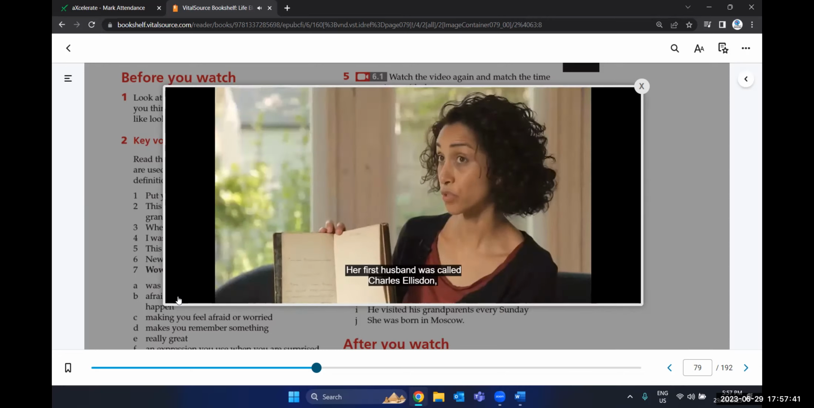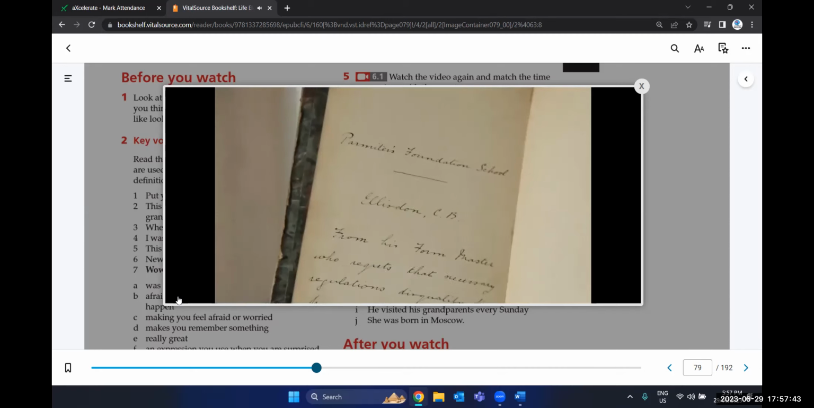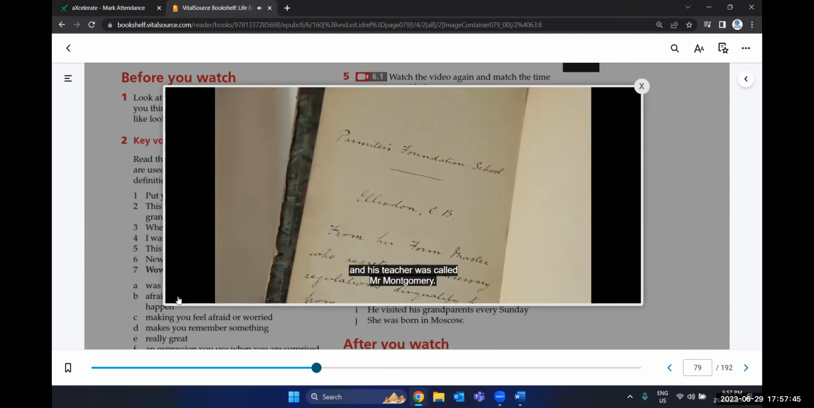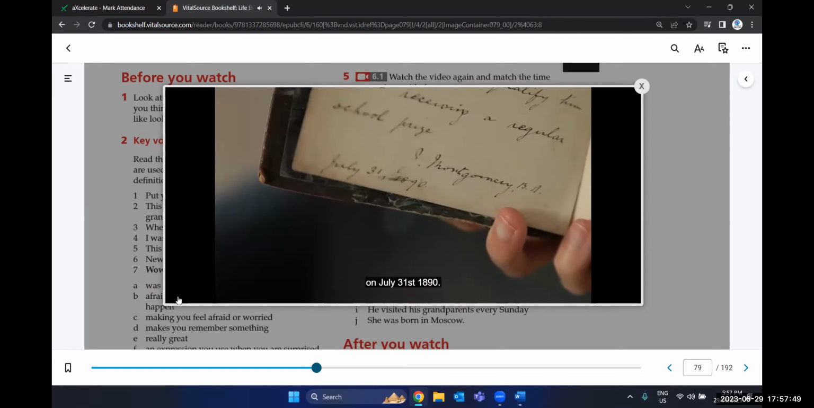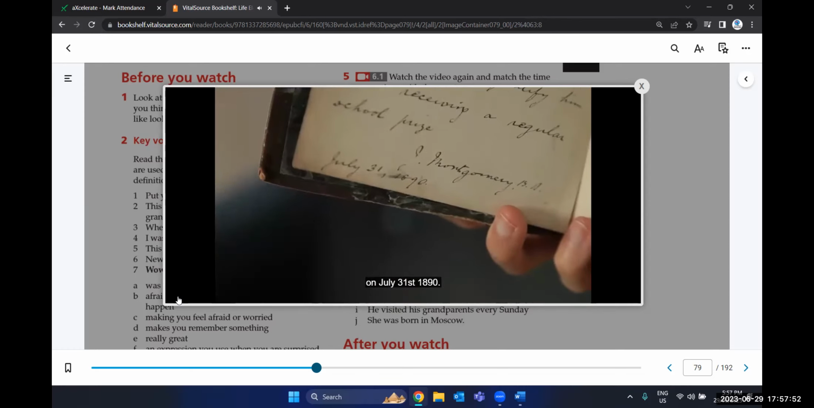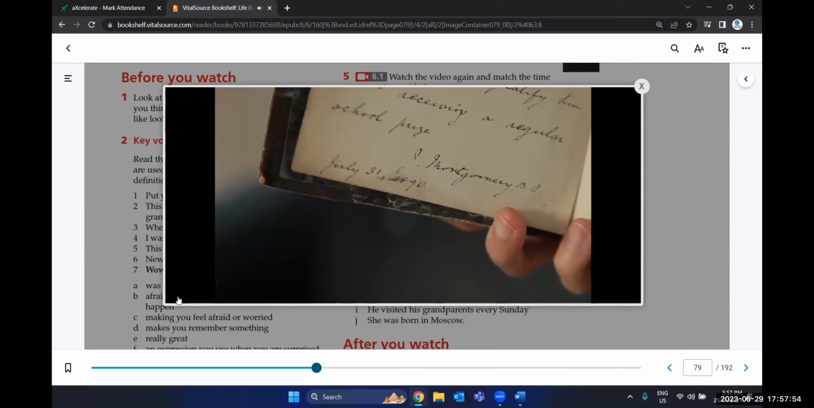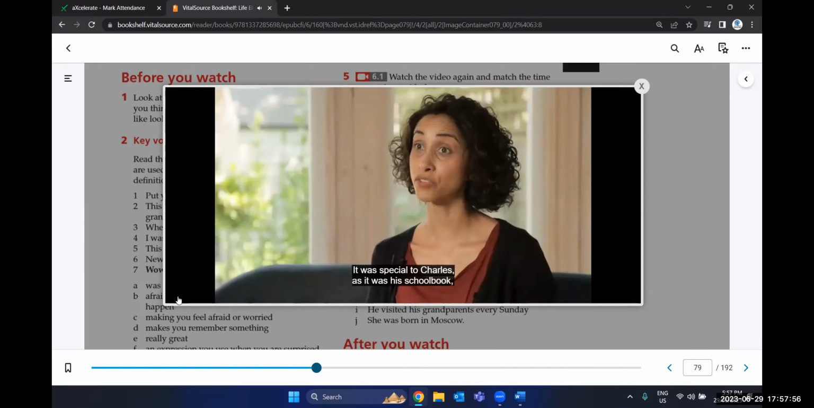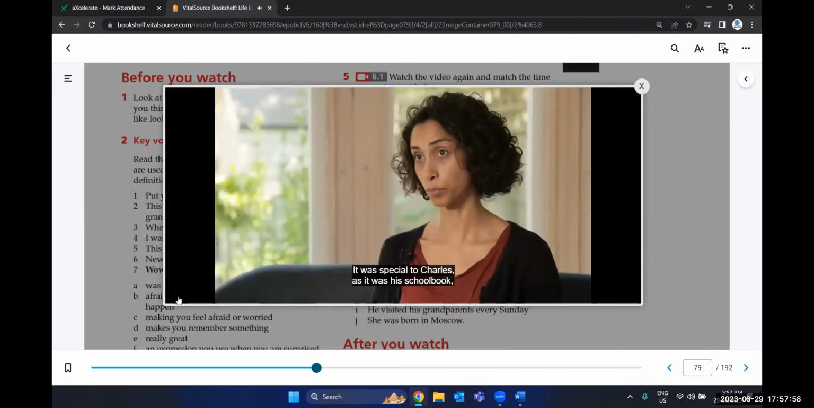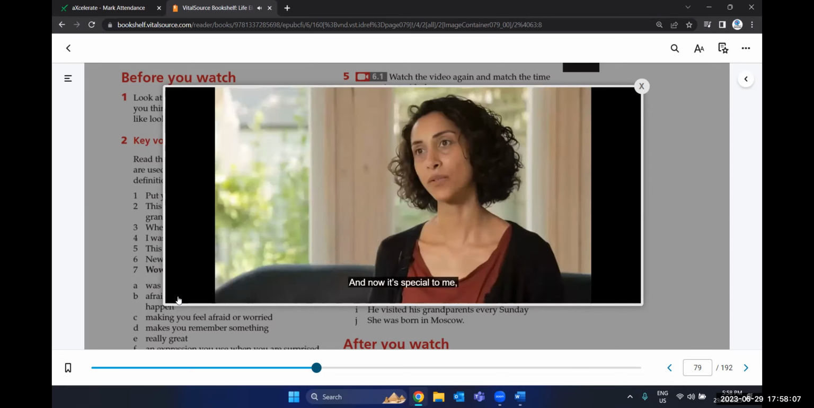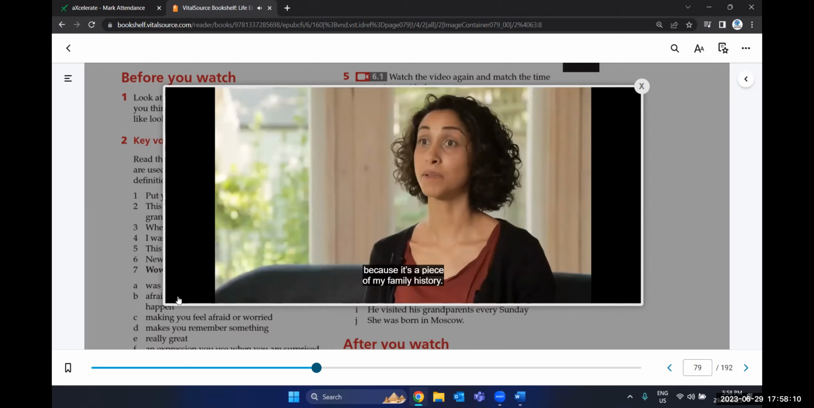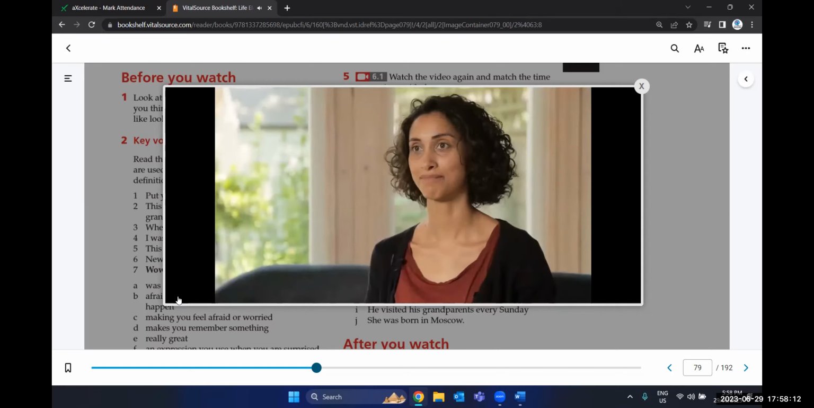Her first husband was called Charles Ellison, and his teacher was called Mr. Montgomery. Mr. Montgomery gave Charles the book on July 31st, 1890. Special to Charles, as it was his school book, and then it was special to my great grandmother, as it reminded her of her husband Charles. And now it's special to me because it speaks of my family history.